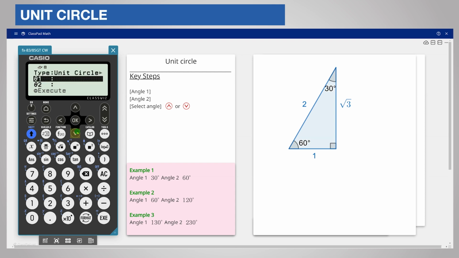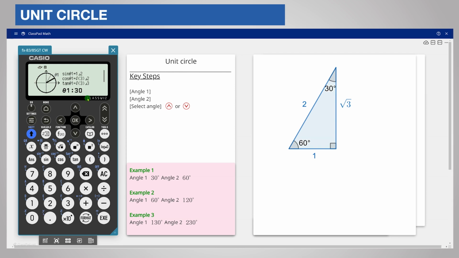Scroll down and enter angle 1, which is labelled theta 1, which is 30 degrees. Now enter angle 2, which is 60 degrees. Display the circle by choosing Execute with either the Execute key or OK. The calculator shows angle 1 highlighted and a reminder that the angle is 30 degrees. The trigonometric ratios are also given.